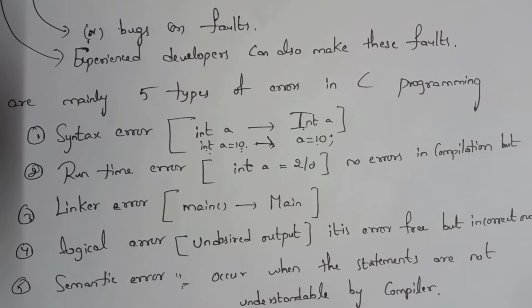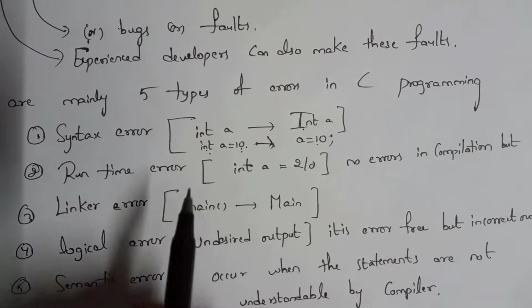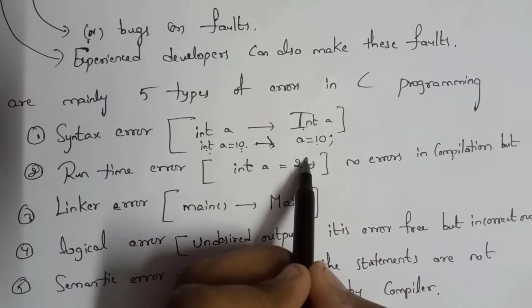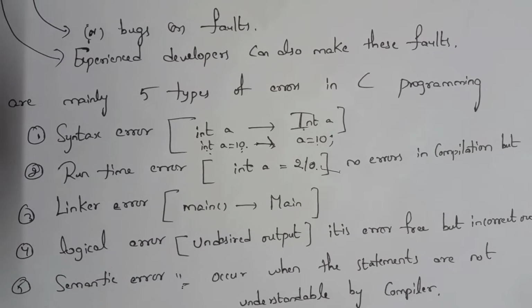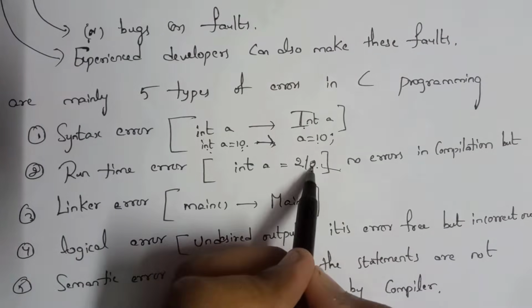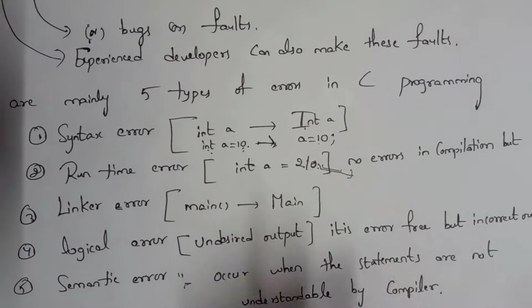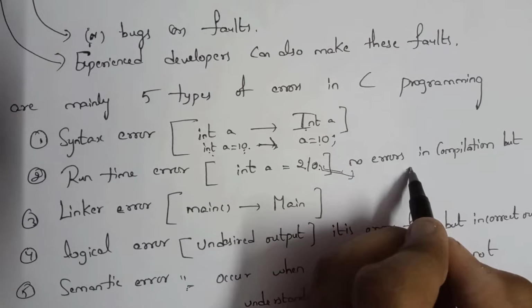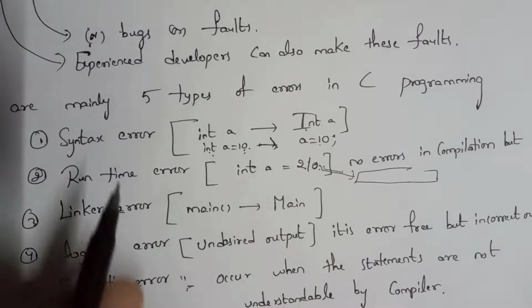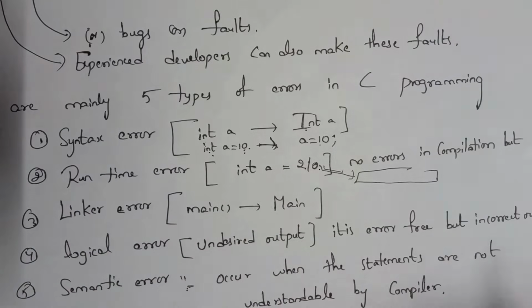Runtime error is nothing but, whenever you compile your program, that is whenever you press Alt F9, it will not display any error, but after executing your program, that is at runtime, it will display an error. For example, if I write int a = 2/0, if we divide any number by 0, then the result will be undefined. So it will not display any error during compilation, but after executing your program you will not get any output, because dividing any number by 0 is undefined. This is known as runtime error.